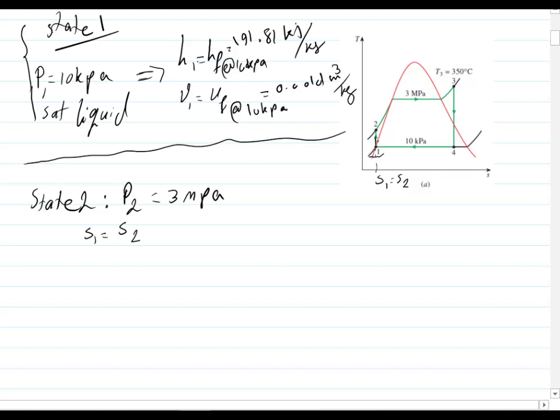Okay, now how much is the work for the pump, or W pump in? If you remember, we had an equation to calculate W pump in. When I introduced the energy flow in the Rankine cycle, we had this equation: V1 times (P2 minus P1).